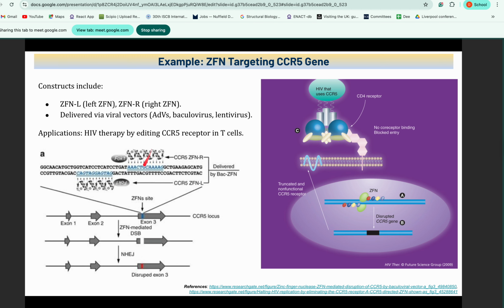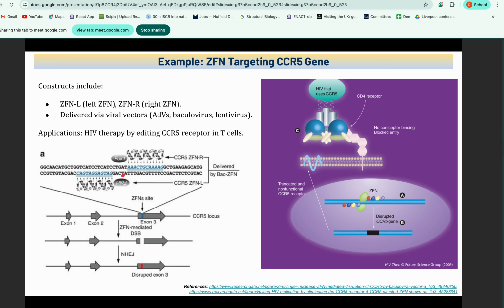And we know that these zinc finger nucleases work only in dimeric forms. One single unit is not sufficient. So this is referred to as ZFNR and this is ZFNL. And they are binding to the CCR5 gene, which is the DNA. So this sequence corresponds to this particular gene, and this one is binding to it and cleaving this gene.